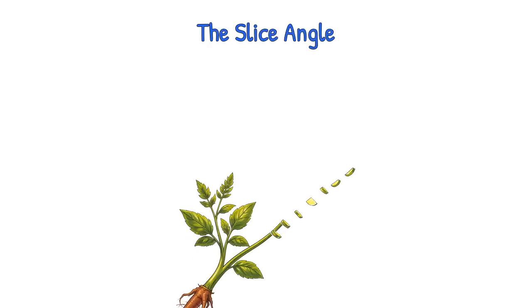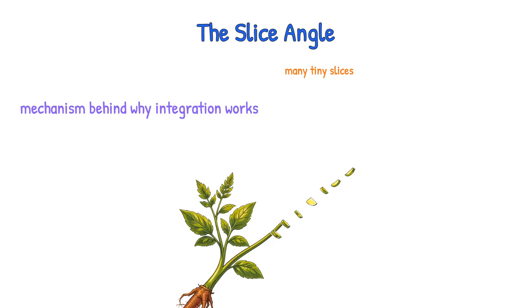They turn rate into total. The second angle is to stop thinking of an integral as one big thing, and instead think of it as many tiny slices. This is the mechanism behind why integration works. You break a complicated shape or process into pieces so small that each one is easy to handle. Then you add them all up.